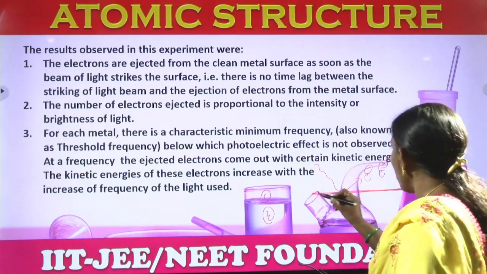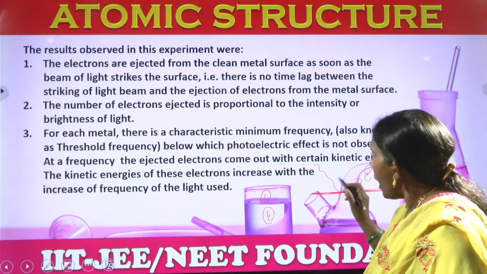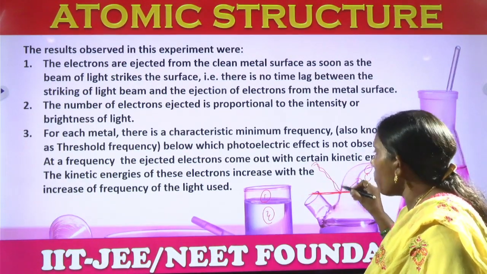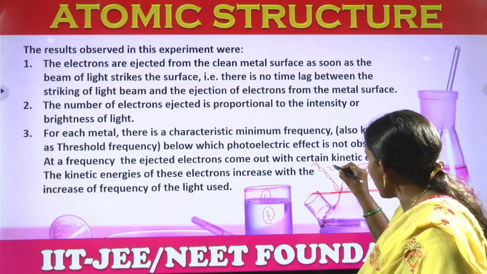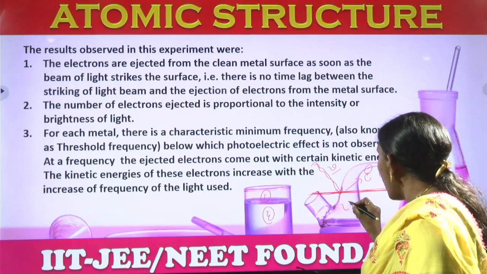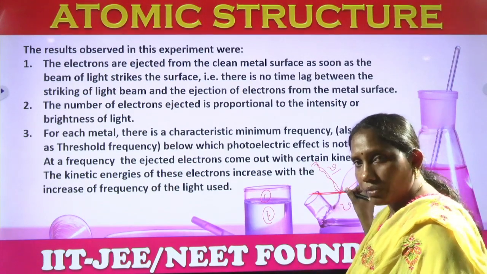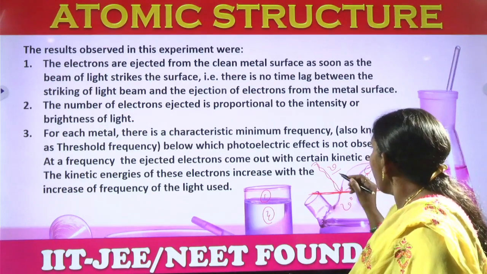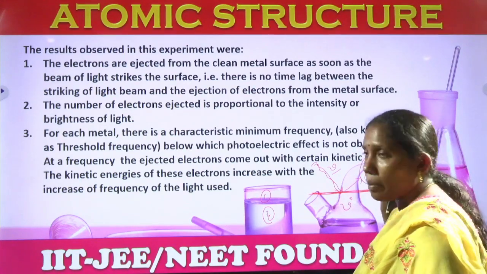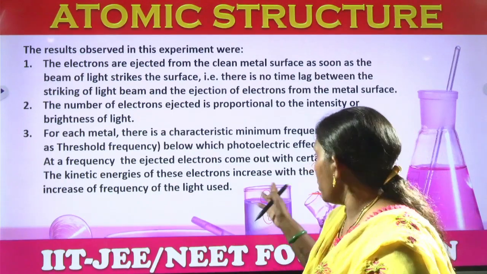Like that here also, this metal sheet has some threshold frequency and this light ray has some frequency. Take nu as the frequency of the light radiation, and nu naught as the threshold frequency of this metal sheet. Then, for the ejection of electrons to be possible, there are two conditions for this effect.